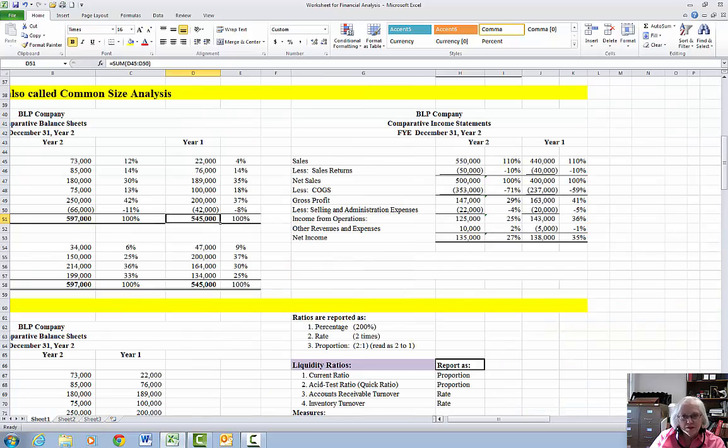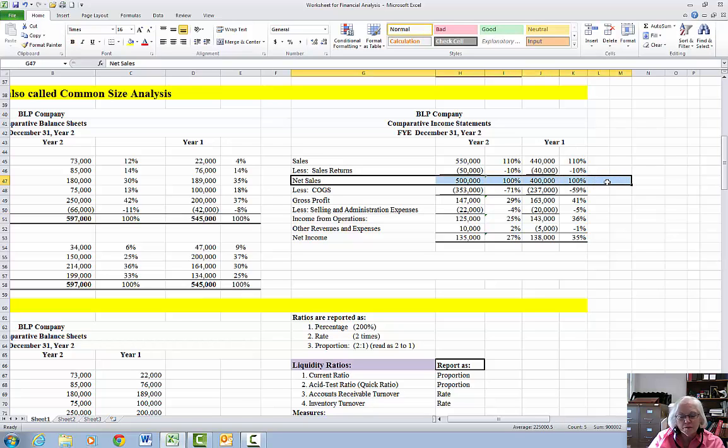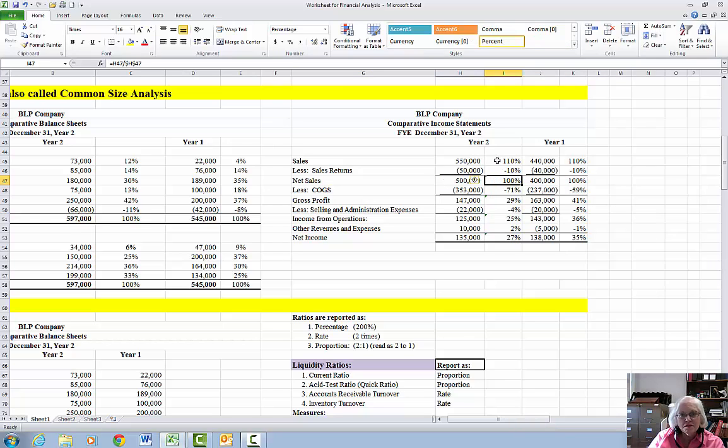Okay, let's move on to the income statement. On the income statement, notice that net sales is your 100% number. Everything on the income statement is stated as a percent of net sales. So total sales of 550 represents 110% of your net sales. The sales returns represent 10% of your net sales. Cost of goods sold is 71% of net sales. And you go on down.